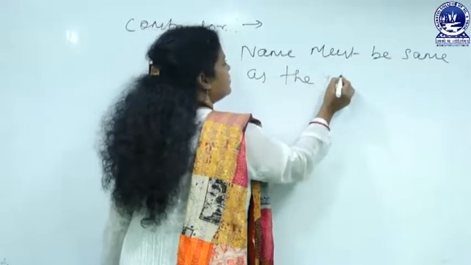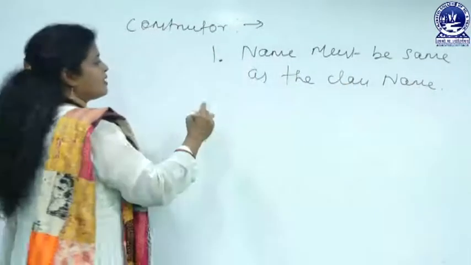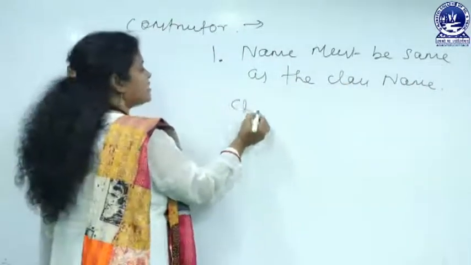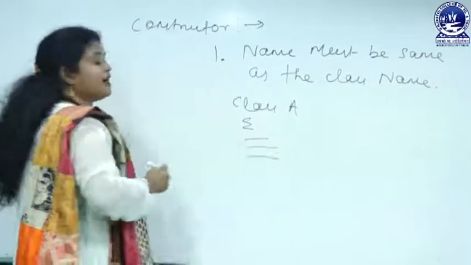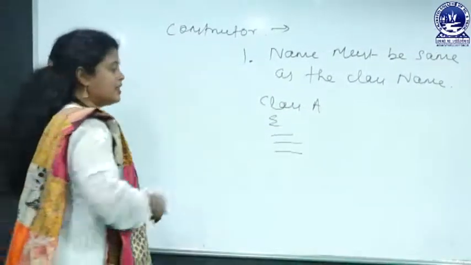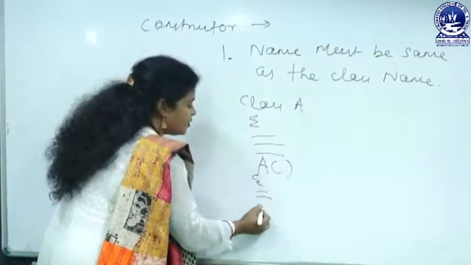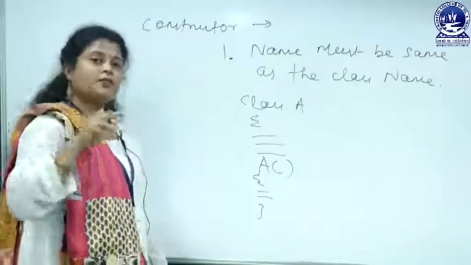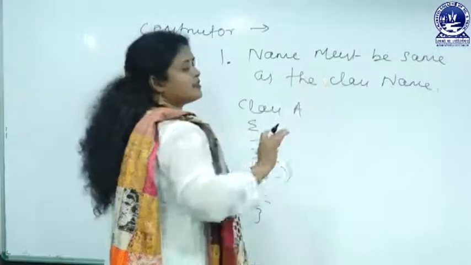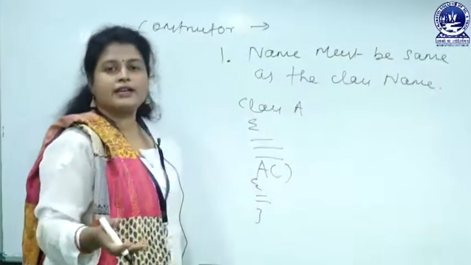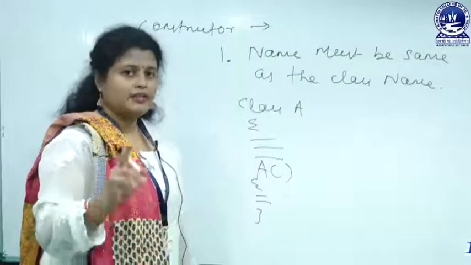For example, let the class name is A. You are writing some coding here and you want to use constructor, then the name of the constructor will be A. This is the first rule. What is the rule? The rule is that the name of the constructor must be same as the class name. Suppose you are using a class B, then the name of the constructor is B. This is the first rule.